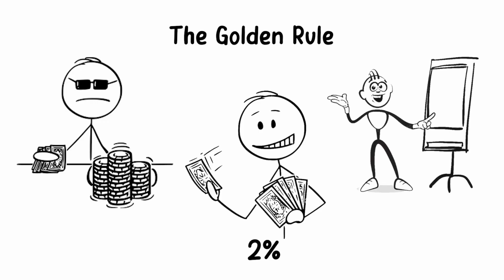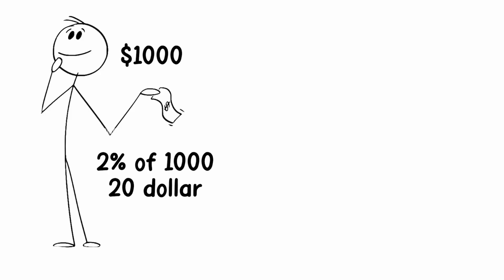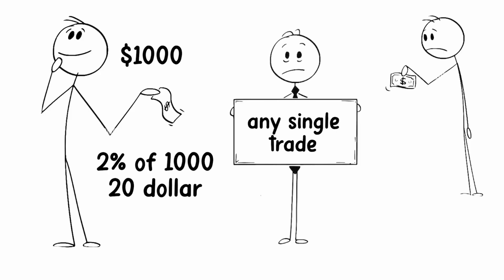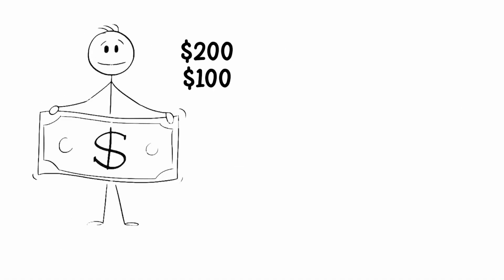Let me explain with easy numbers. Let's say you have $1,000 to trade with. 2% of $1,000 is $20. That means on any single trade, you should only risk losing $20 maximum. Not 200, not 100, just 20.